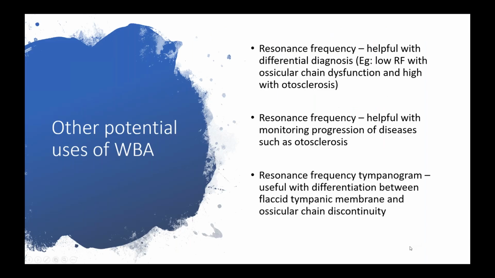So there could be other potential uses of wideband absorbance. For example, resonant frequency can help in differentiating ossicular chain dysfunction versus a healed tympanogram, or tympanic membrane perforation. It's also suggested that as otosclerosis progresses, resonant frequency could be one of the measures to study the progression of the disease, as it could increase as the disease progresses. There are not many studies, but these are all potential uses for monitoring ears or helping in differentiating between ear conditions.